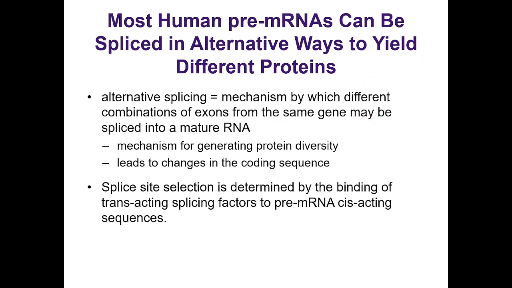So anyways, alternative splicing. This is going to be a mechanism by which the different combinations of the exons from the same gene may be spliced into mature RNAs, which will then make different proteins and express different ways in your cells. And so the mechanism for generating protein diversity, it's going to lead to changes in your coding sequences. The splice sites selection is going to be determined by your binding of your trans-acting splicing factors to your pre-mRNA cis-acting sequences. Does everybody understand trans-acting and cis-acting to some degree?